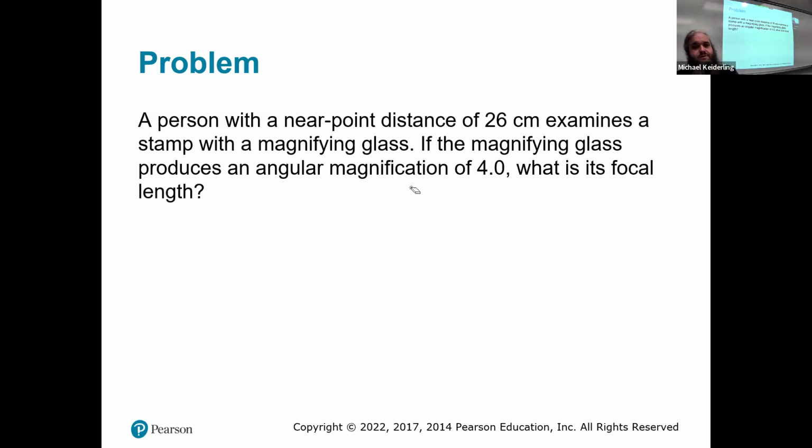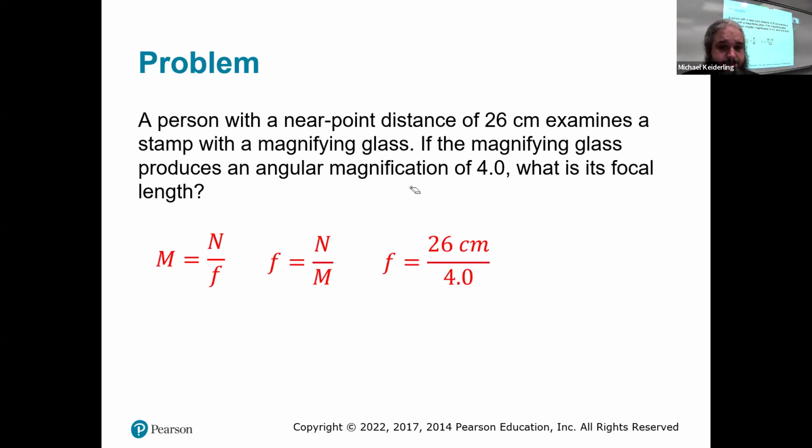So there's two ways you can do this. It's assuming your image is at infinity. Magnification is n over f. Focal length is going to be n over m, 26 centimeters over 4.0. And so the focal length will be 6.5 centimeters.